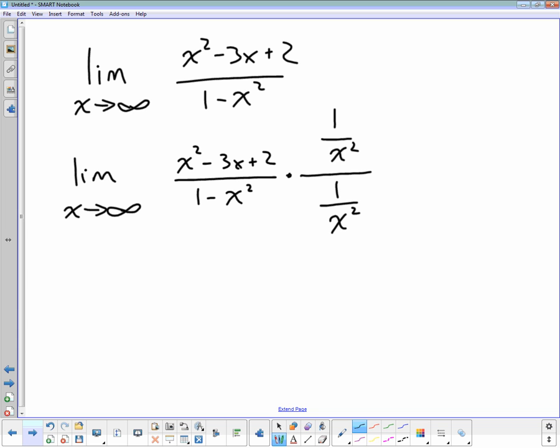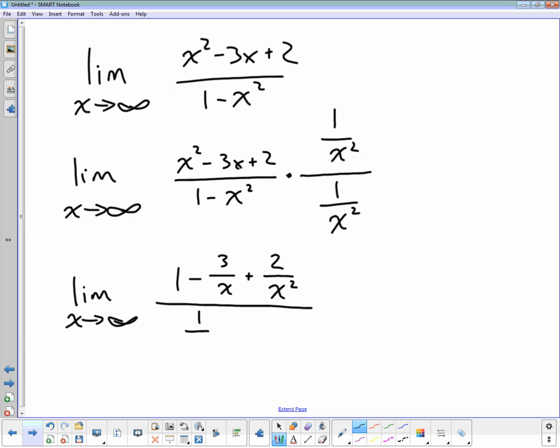This is neat. This is cool because what this does is it turns all of my exponents from numerators into denominators without changing the value. Watch. And this becomes 1 minus, see? Ta-da! And now what happens when I take my limit?